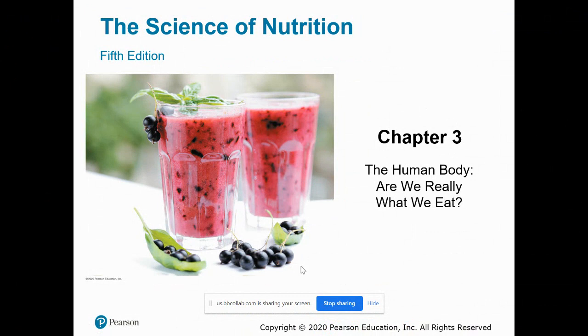And then the second part, the majority of chapter 3, really is about digestion. So understanding the different organs of digestion, and understanding in particular how our three different macronutrients are digested. So let's get started.